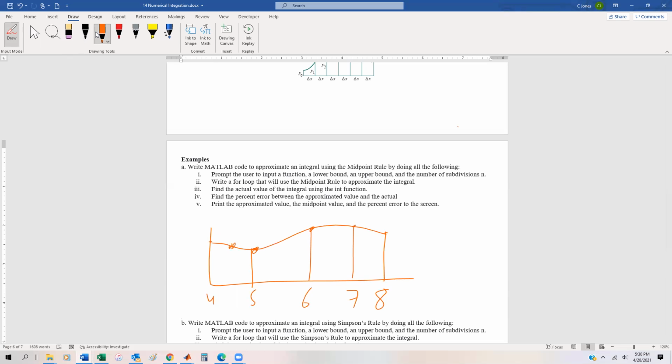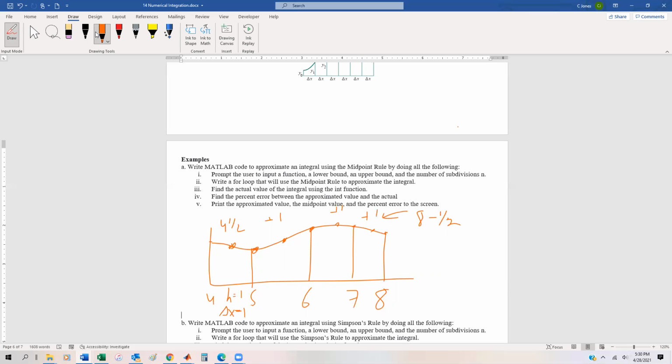And to get the midpoint, well, we know that the delta in this case, or this would be h, is going to be 1. So what we could do is start out with 4.5, and just add 1. To get to here, we add 1, and to get to here, we add 1, and to get to here, we add 1. And we're going to end up stopping when we're a half less, because this is 8 minus 1/2. So that's the algorithm that we're going to use.